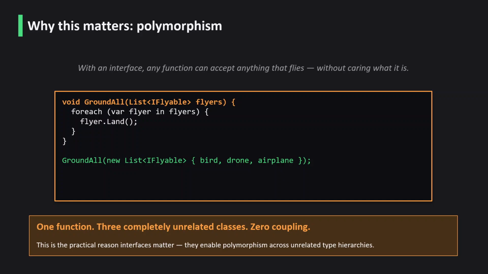This is the payoff. Look at this function, groundAll. It takes a list of IFlyable. It does not ask whether each one is a bird or a drone or an airplane. It does not care. It just calls land on each of them. One function. Three completely unrelated classes. Different parents, different fields, different code. All handled in a single line. That's polymorphism through interfaces, and it's only possible because we picked the right tool for the relationship.